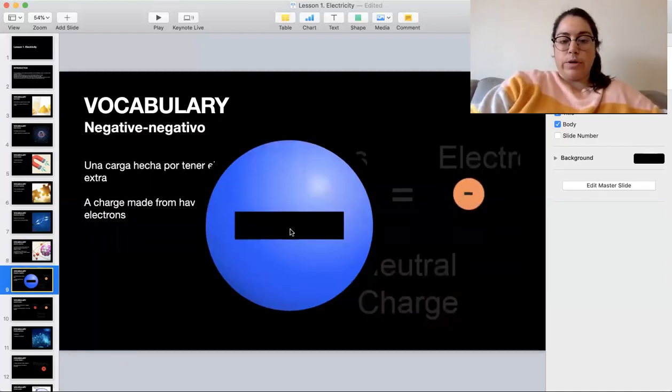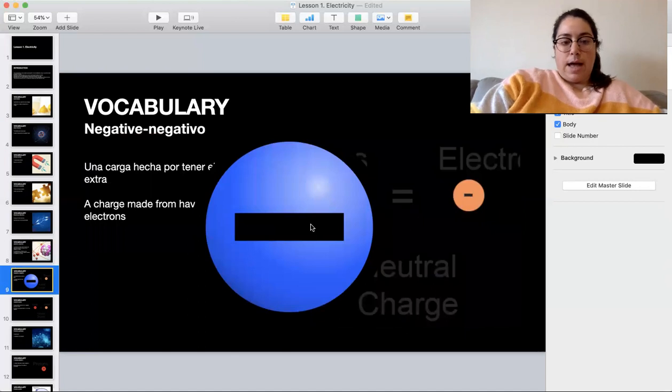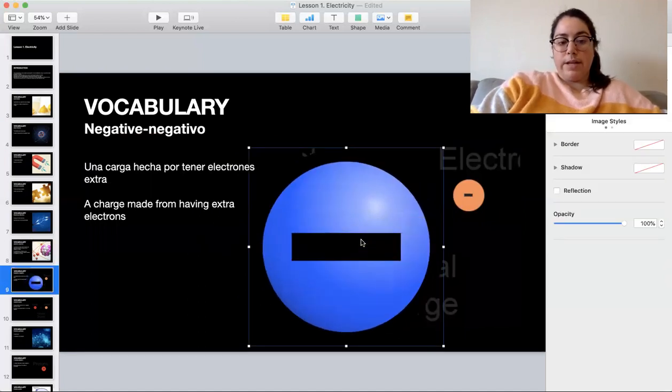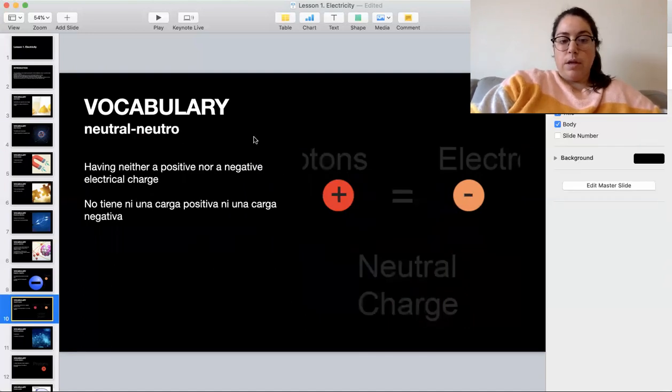Then the word negative: a charge made from having extra electrons. Una carga hecha por tener electrones extra, carga negativa. Neutral: having neither a positive nor a negative electrical charge. Tener una carga que ni es positiva ni es negativa, es neutra.